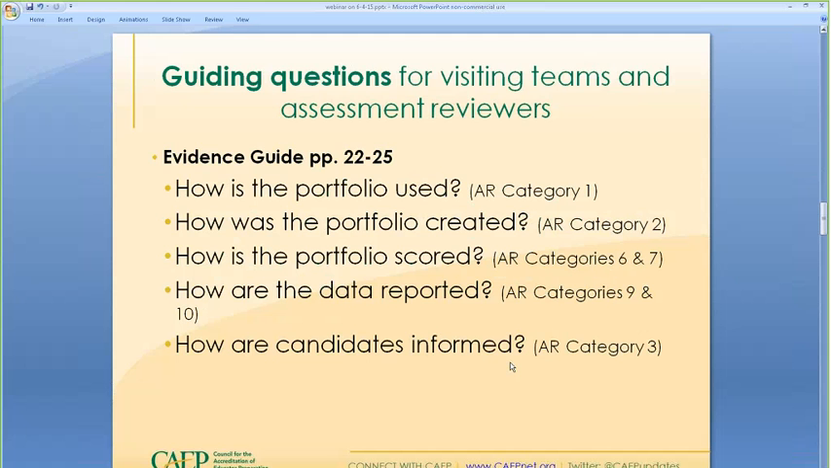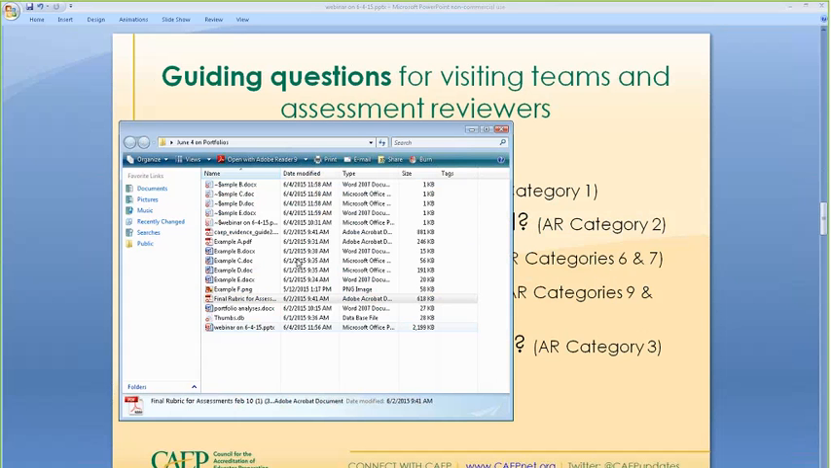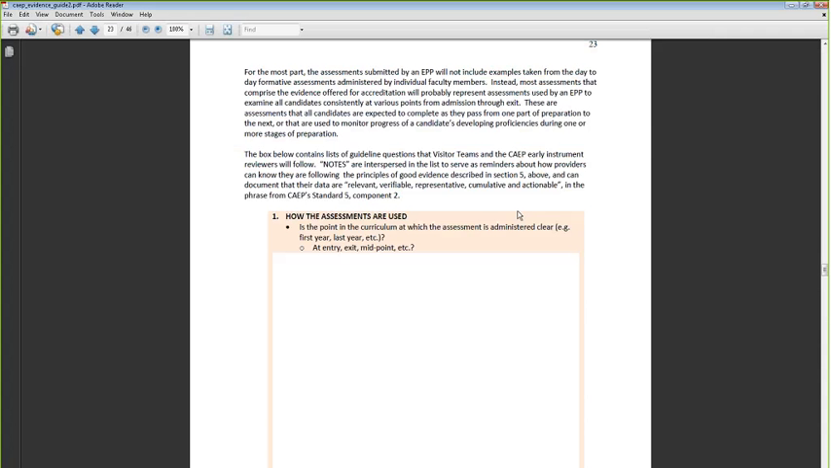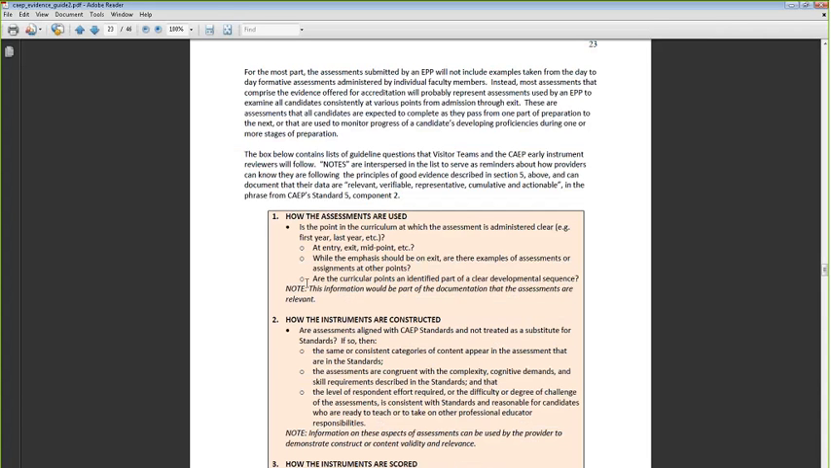This is coming directly out of the evidence guide on pages 22 to 25, and I've got the evidence guide open here. Let me open it for you. There. This is page 23, where this box covers how the assessments are used, how the instruments were constructed, and how the instruments are scored. There are a number of questions under each of these categories that are good guiding questions to include in your responses when you're submitting your self-study for points.